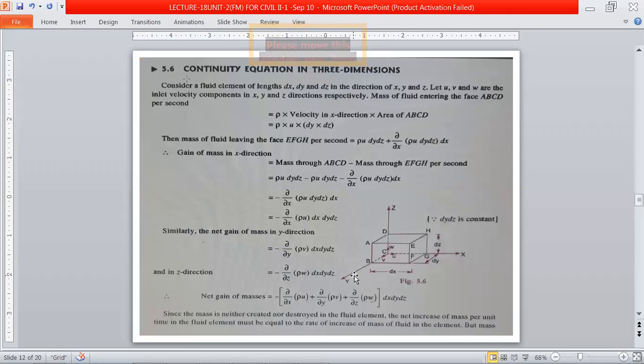Next one, continuity equation in 3 dimensions. What we saw earlier was the continuity equation in a 1-dimensional flow. Now we'll see the continuity equation in a 3-dimensional flow.